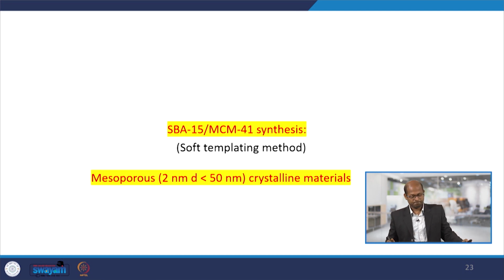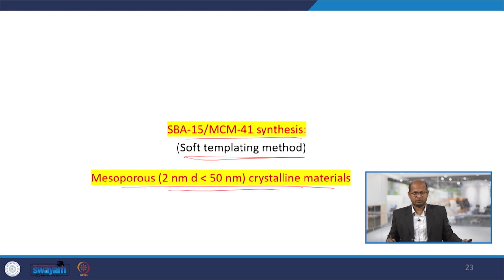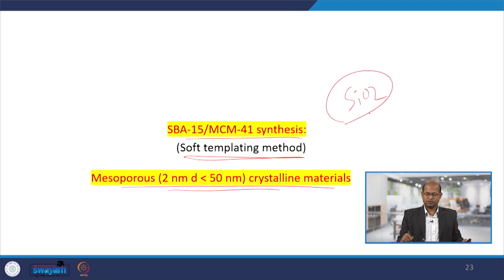So, this is the way we can synthesize different zeolite materials. Okay. Now, we are going for the soft templating method, that is mesoporous materials or support synthesis. Usually silica, SiO2, is commonly used as a support. It has mesoporous materials having pores in the range of 2 to 50 nanometers. These are the materials usually made by using the soft templating method.